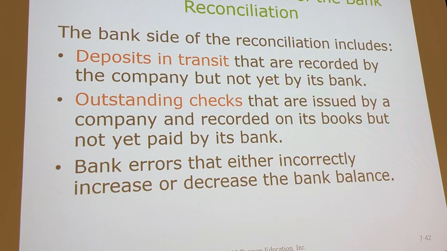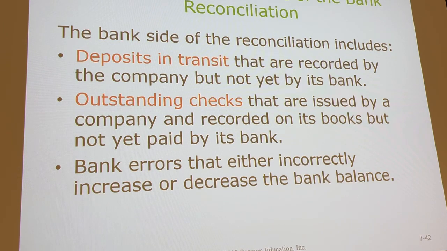the bank that would increase our balance if the bank had been aware of the fact that we had made that deposit. Then outstanding checks, those are checks that we had recorded on our books because we had in fact written the checks, but they had not cleared the bank yet. And those, by the way, would always be negative adjustments on the bank side of the reconciliation, because if the bank had been aware of those checks, they would have reduced our bank balance.